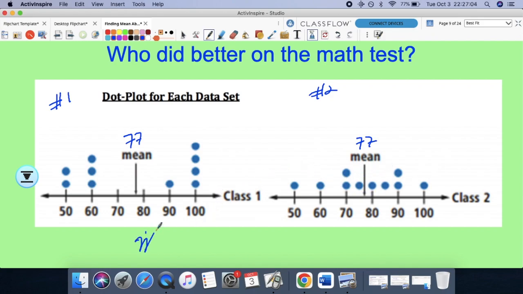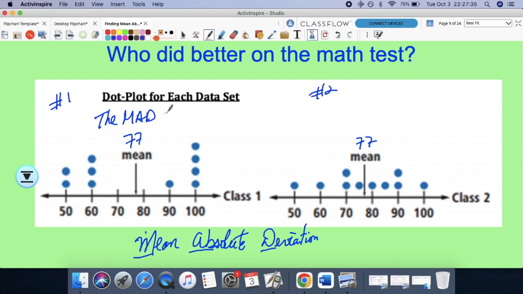So mean absolute deviation is going to tell you how close your data is to the mean. So in class 1, the MAD, and we use MAD, the MAD is going to be big, right? Because look, they're so far away from 77.